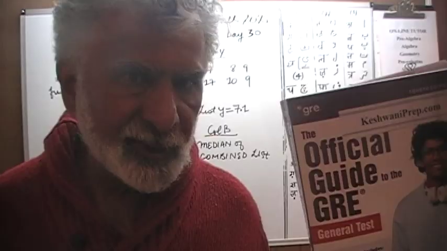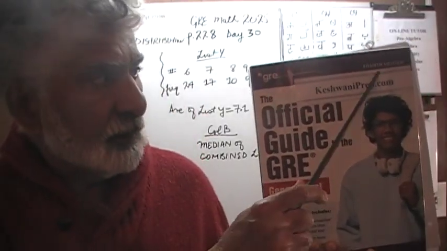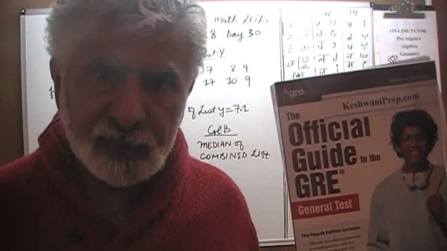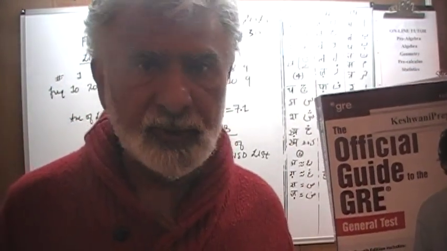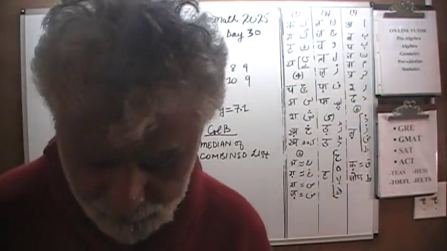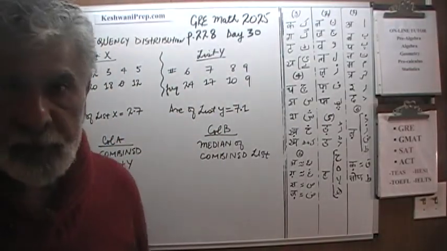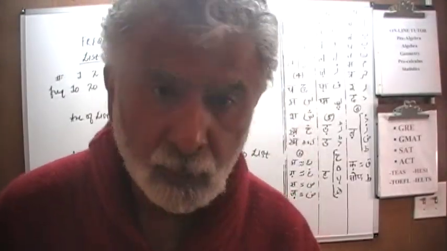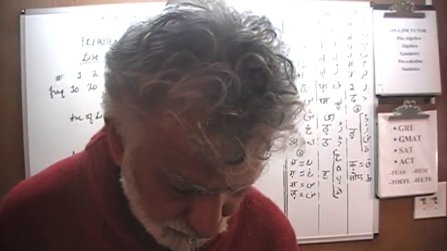We have been solving GRE math problems out of this book, the GRE Official Guide, 4th edition, 2025. If you do not own this book already, purchase one immediately. You're going to need it. Today is our lesson number 30, and we are on page number 228. The problem is already on the blackboard. It is the second problem that appears on the page, problem number 2.